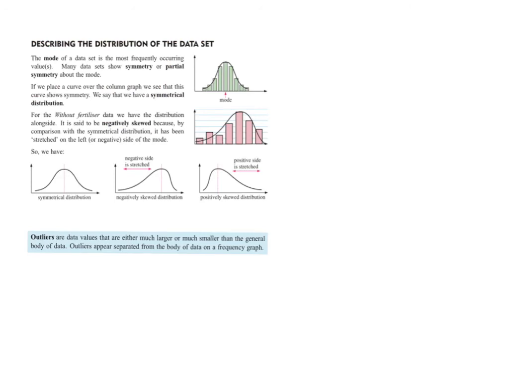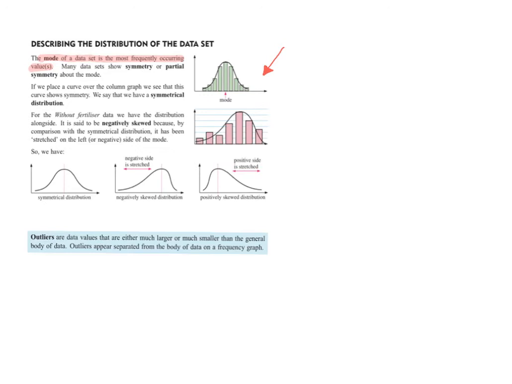Let's talk about describing the distribution of data on a graph. First of all, we need to understand what the mode is. The mode of a data set is the most frequently occurring value. Most data will show a symmetry or partial symmetry about the mode. If you look at this first graph right here in green, we would say that this is a symmetrical distribution because of the way that the mode is in the middle and it's our highest peak.